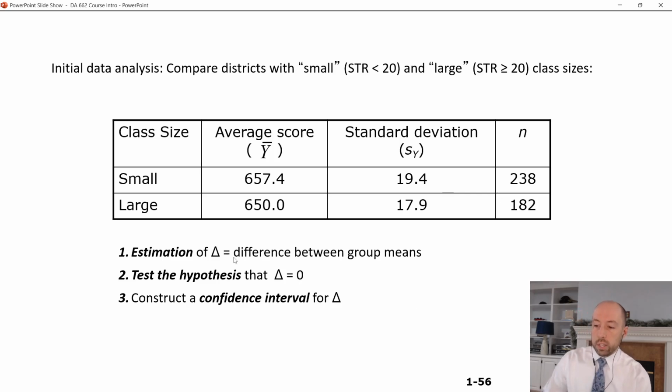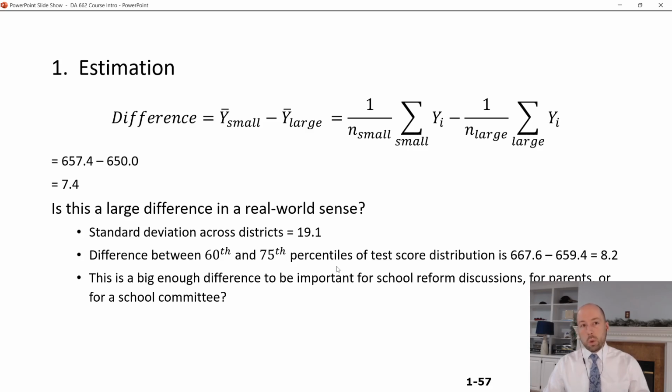So first, estimate the difference between the group means. Test the hypothesis that there is no difference, which is going to require a specific statement about how large 7.4 is here. And then we could build a confidence interval based on the same logic, which we're working towards. One of the ways of doing this. All right, so first, get the average in the small group, get the average in the large group.